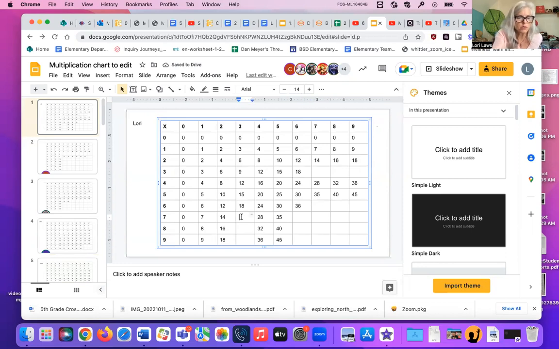7 3s is 21. That's 18, 19, 20, 21. If I double 21 for my 6s, that's 42. Look at all this doubling, it is so useful. 3 8s. 8 and 8 is 16, and one more 8 is 24. 24 doubled is 48. That's my 6s. 3 9s is 27. 27 doubled is 54.